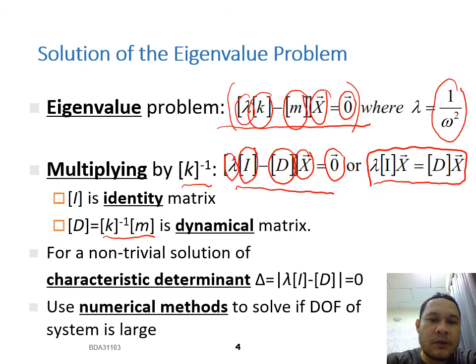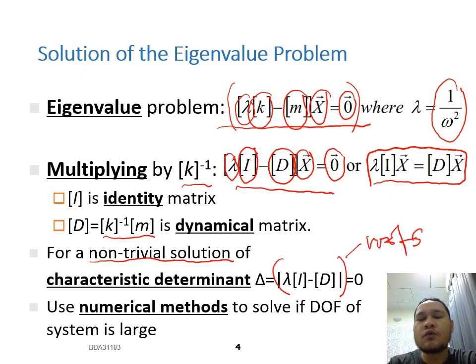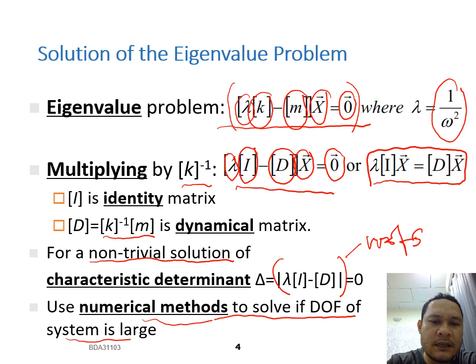Do you remember that the non-trivial solution is defined as when the whole equation equals 0? This is also defined as the characteristic determinant, in order for us to find the roots of the equation. The roots are defined as the natural frequencies, because we want to find the value of omega. Instead of solving it manually, you can use a numerical method if the degree of freedom system is large, for example using MATLAB or other software, like Excel.